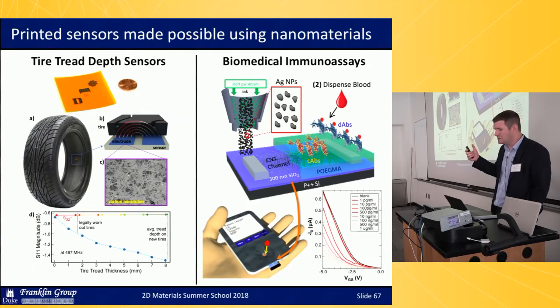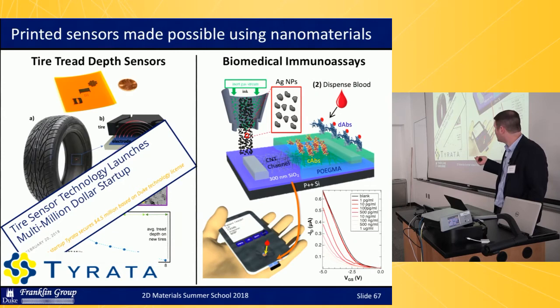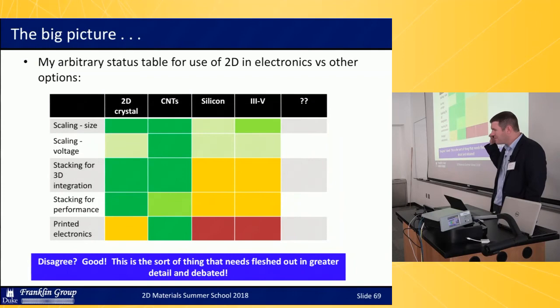And we just kicked off a startup a few months ago with these tire sensors, 4.5 million series A, that shows the type of value you can get from nanomaterial electronics in a very practical application that can't be accessed using traditional materials. So my closing perspectives are, let's be more open to how we benchmark devices from these materials so that we can make logical decisions about whether it's really worth going down all of these paths.